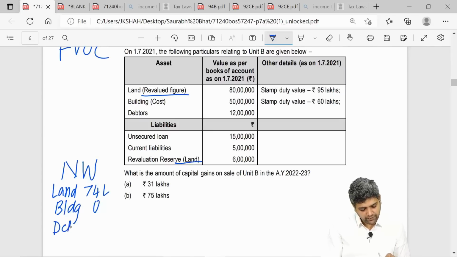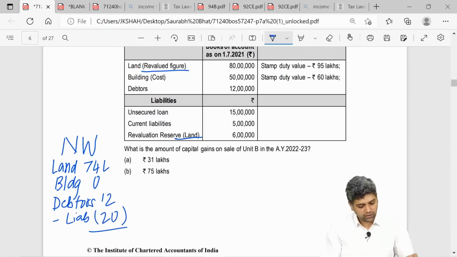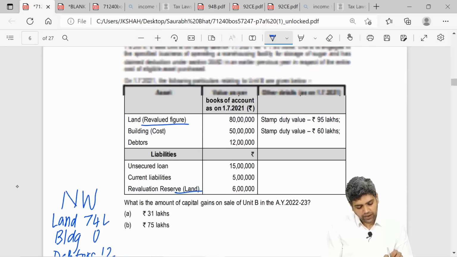Debtors is 12 lakhs, that is fine. Then other liabilities, they have given unsecured loan and current liability. So liability is 20 lakhs, which is also fine. So now after considering this, my net worth will come to 66 lakhs. That is my cost of acquisition.